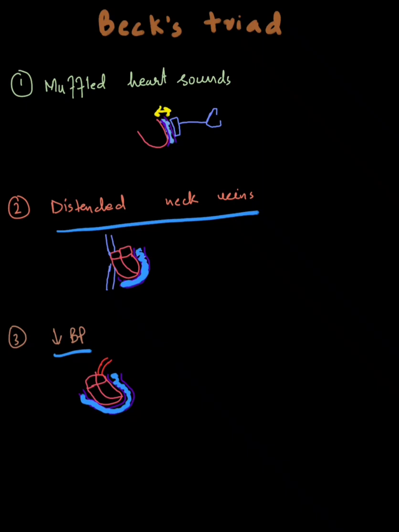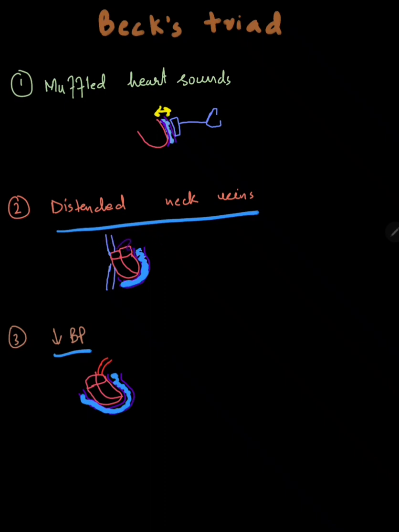Number two is distended neck veins. It is a similar mechanism, because when there is fluid around the heart and it is compressing the heart, there is an inability for the blood to get into the heart. This results in increased resistance to filling because there is increased pressure in the chambers of the heart. Normally the right atrial pressure is low, and so the big veins from the upper extremity to lower extremity easily fill the right atrium.